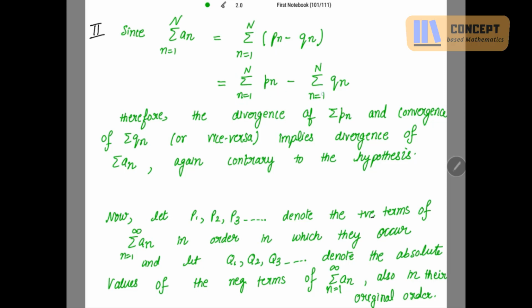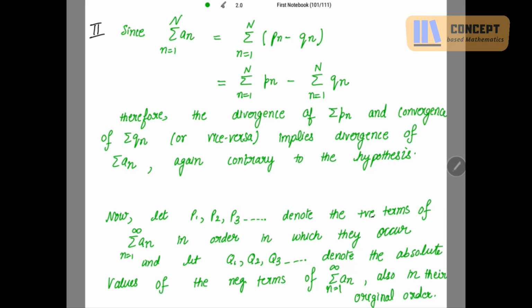Either both are convergent or one of them is convergent. Pn and Qn, just now we have seen that these are divergent series, so we cannot take that these two are convergent. The other case is when one of them is convergent. Therefore, divergence of summation Pn and convergence of summation Qn, or divergence of summation Qn and convergence of summation Pn, implies divergence of summation An, which is again contrary to our hypothesis.